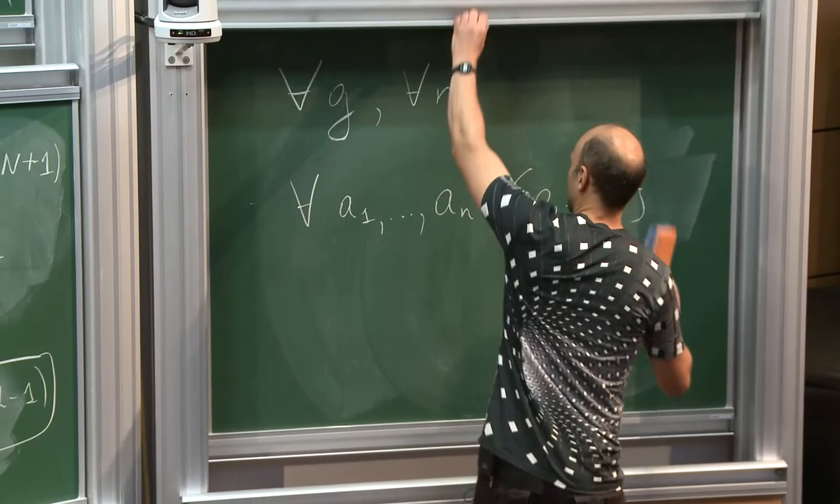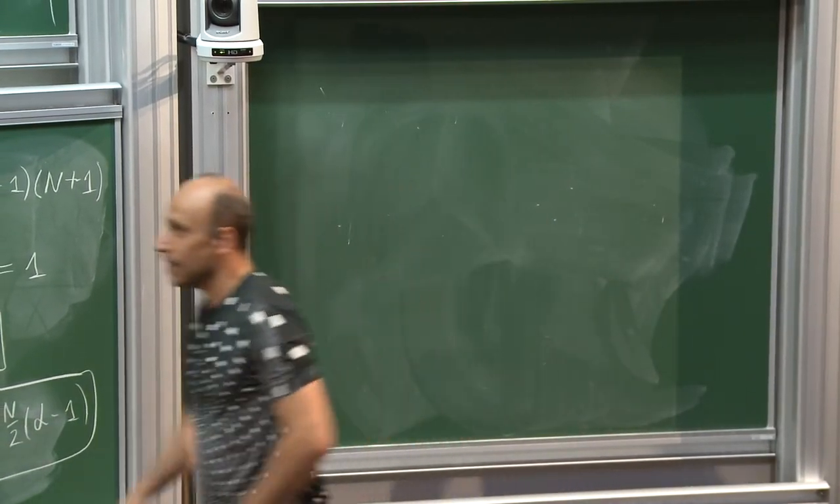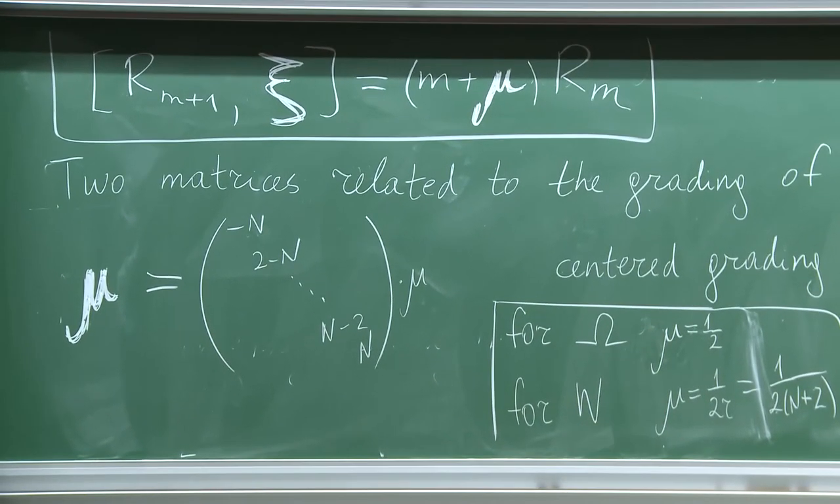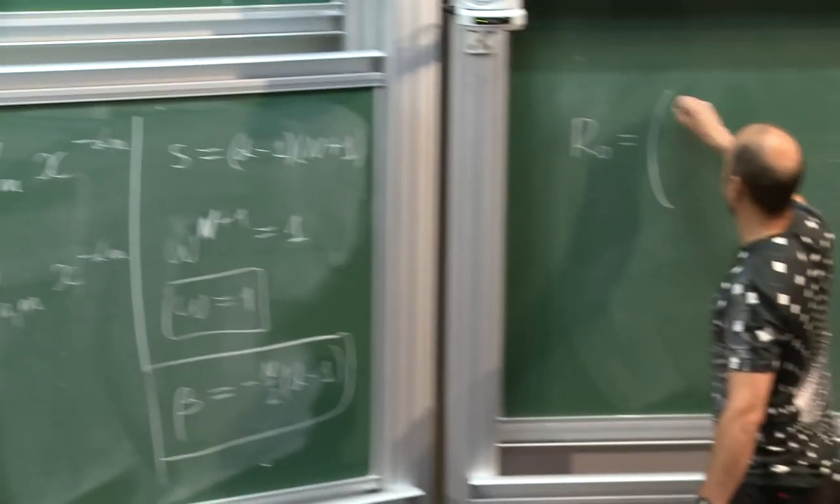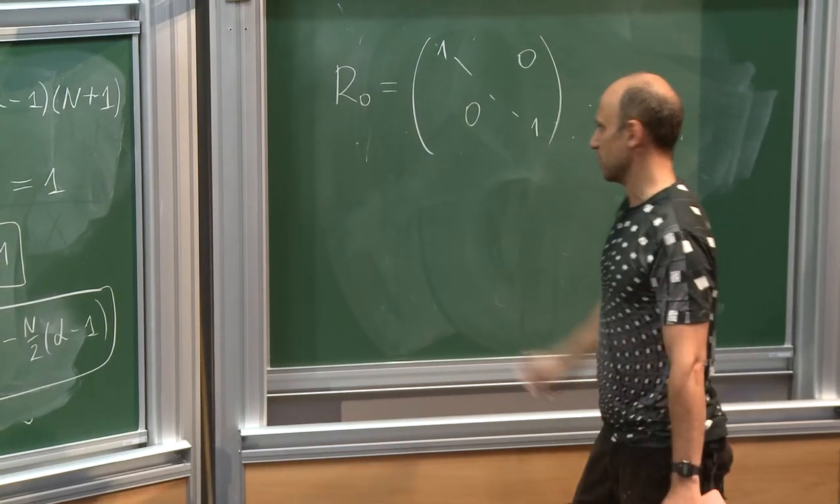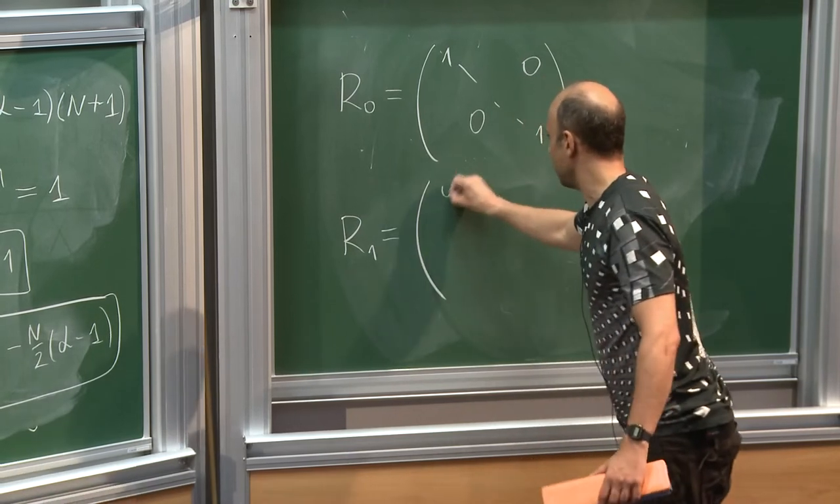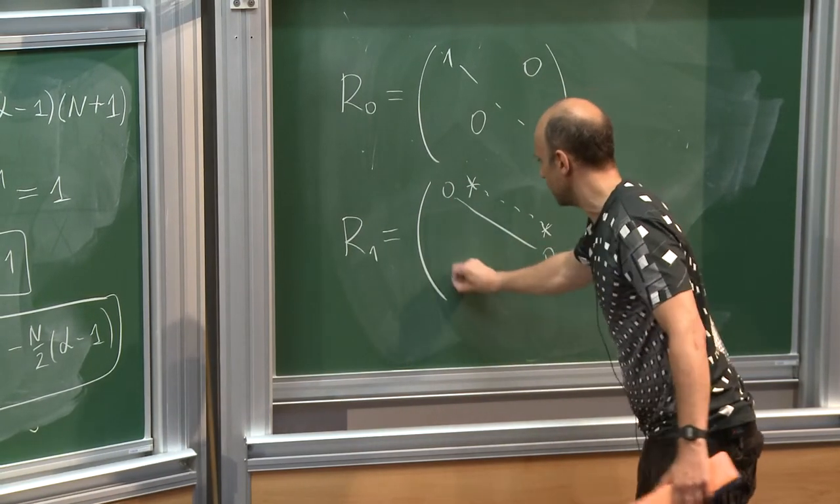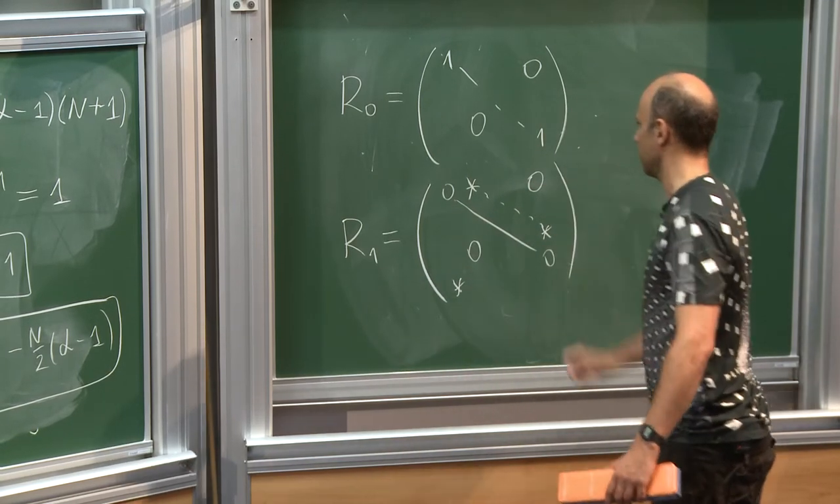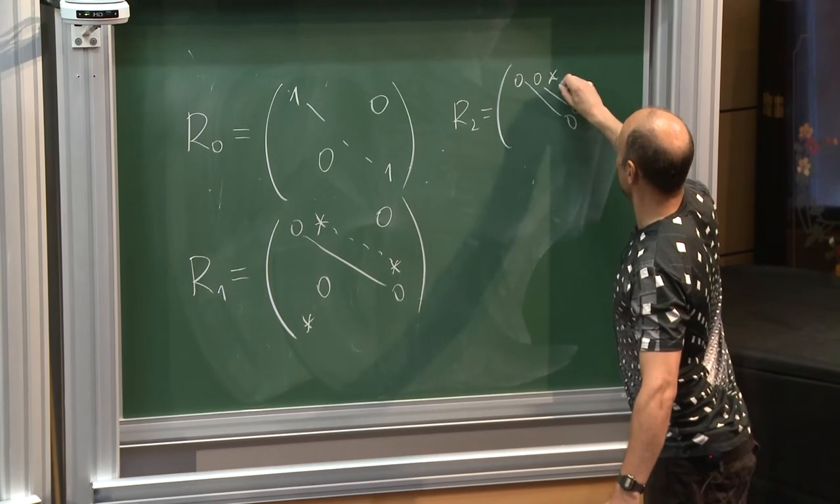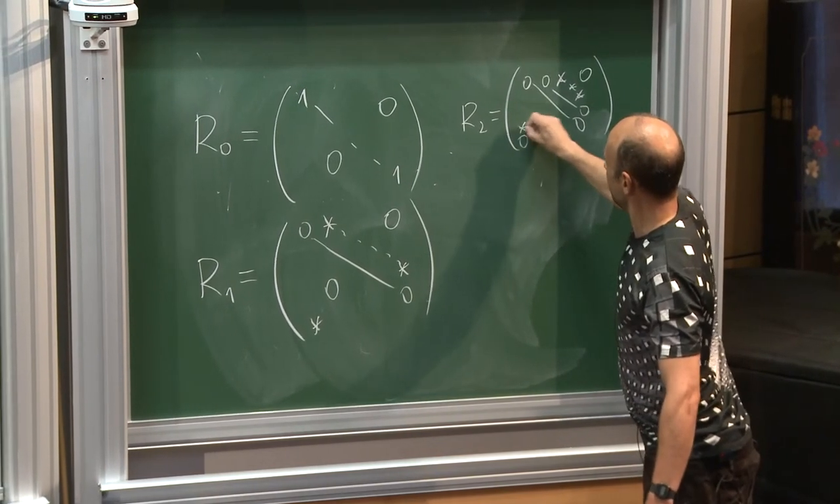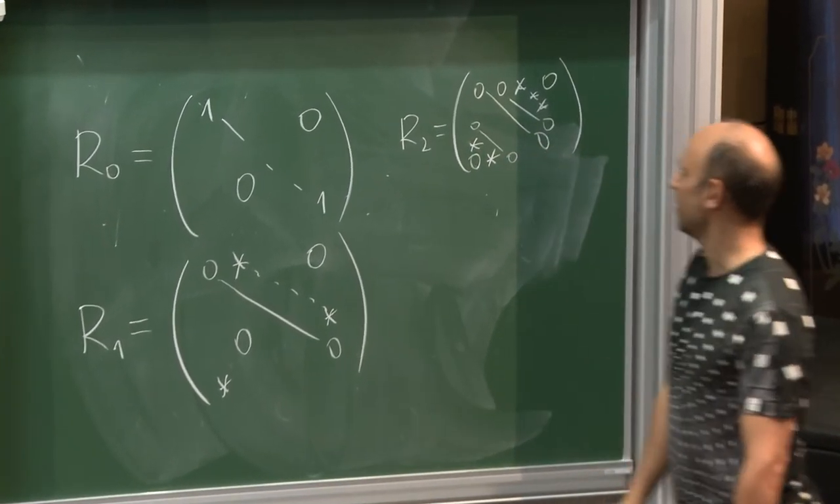Okay, so one thing I wanted to say about the R matrix and forgot, so let me say it now. When you look at this relation, this commutator, it is easy to deduce that the R matrix, so R0, as I said, is the identity matrix. And then R1 will have a zero diagonal, then something non-zero just above and here, and zeros everywhere else. And then R2 will have two zero diagonals and something non-zero on the third diagonal, two non-zero coefficients here, and zeros everywhere else.